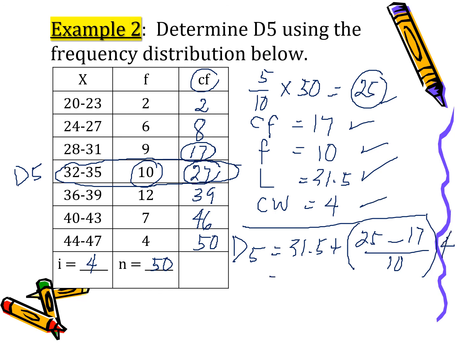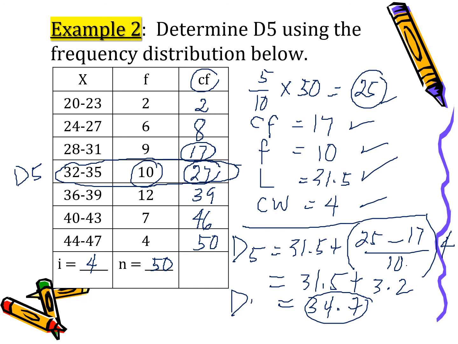And then let us solve this. 31.5 plus, let us do all this first. Meantime, copy 31.5 plus 25 minus 17 divided by 10 times 4. When we compute, it will give us 3.2. And then let's add 31.5 plus 3.2 is equal to 34.7. So 34.7 is the decile 5. Looking at the interval here, 34.7 is really within this interval or within this decile 5 class. Therefore, our answer is correct.